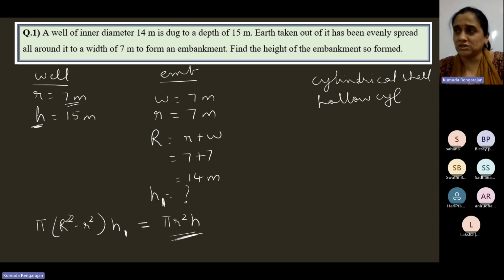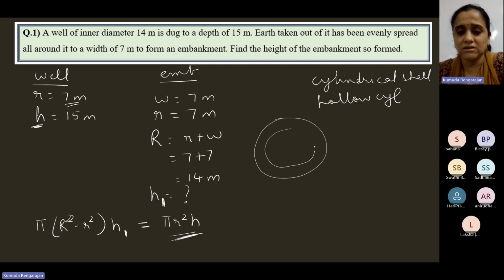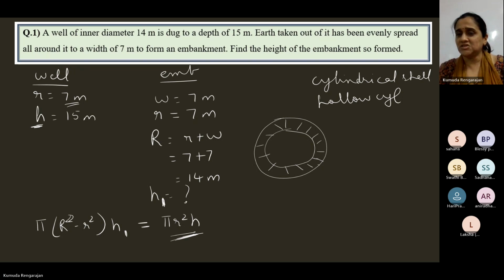Now the cross section, recall. The cross section of a cylindrical shell is a ring. I've told you this. This is a ring, this one. This is empty, this one is not there. This one is called a ring. If you have many identical rings like this and you place them one over the other, the solid obtained is a cylindrical shell or a hollow cylinder.